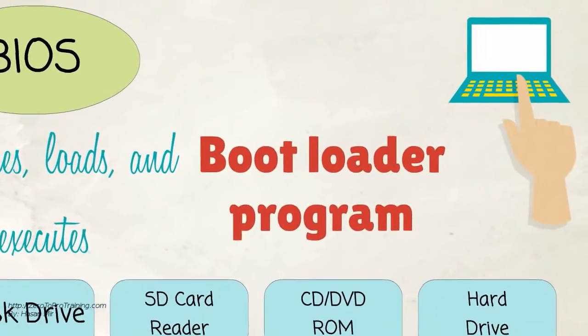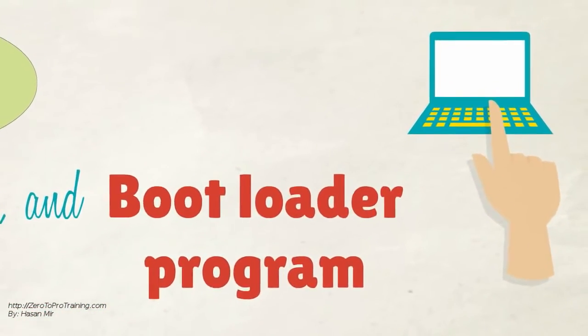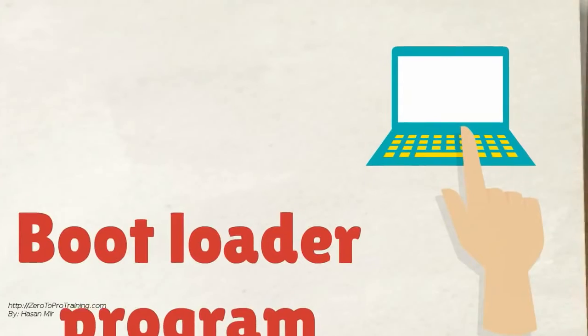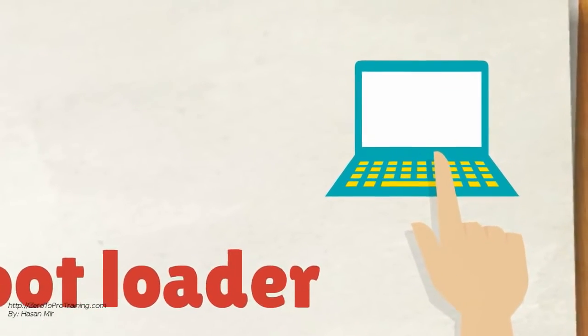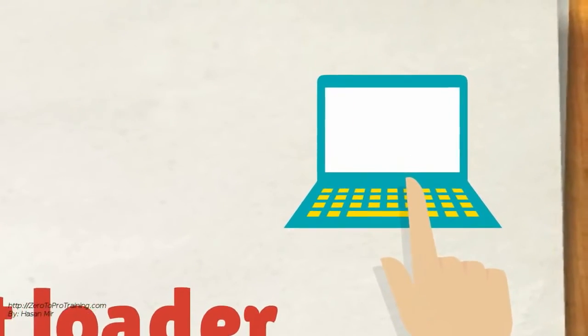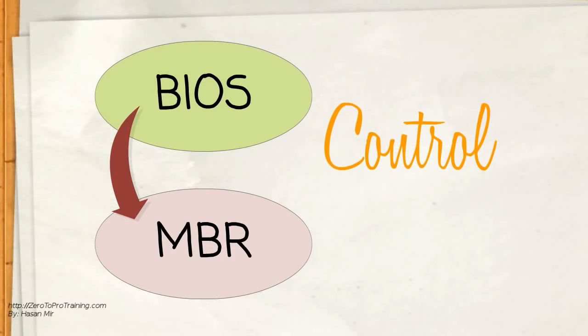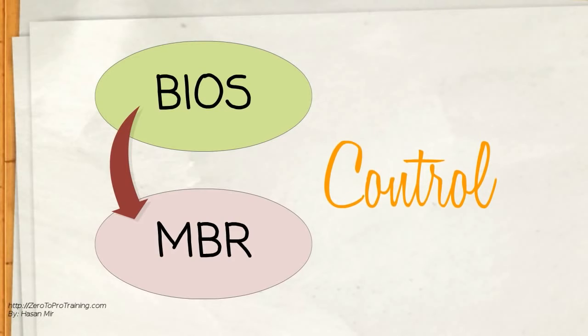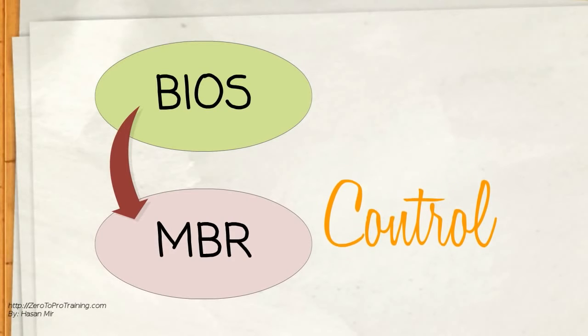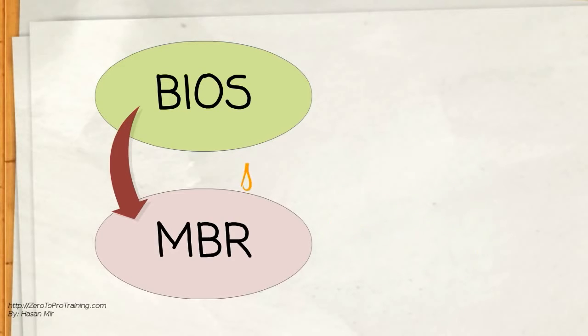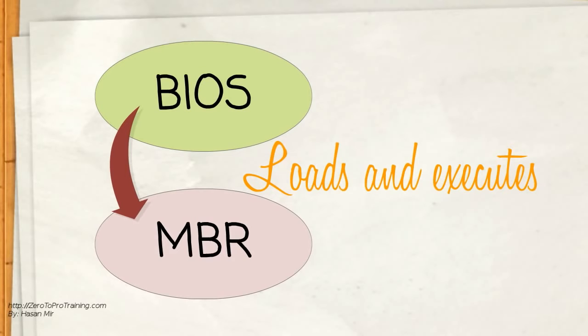You can press a key during the BIOS start to change the boot sequence. Typically the key is F12 or F2. It depends on the system. The BIOS gives control to the bootloader program once it is detected and loaded into the memory. In short, BIOS loads and executes the MBR bootloader.